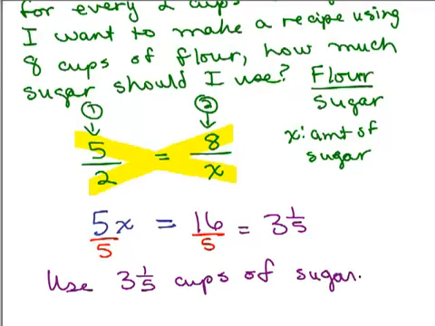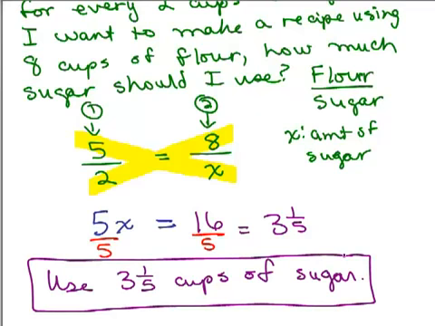You want to make sure you answer the question they asked you, which is how much sugar do you want to use. It was a word problem. You don't want to just write x equals 3 1/5 or 3.2, which also is correct. You could write 3.2. You want to answer the question in words because it was a word problem.